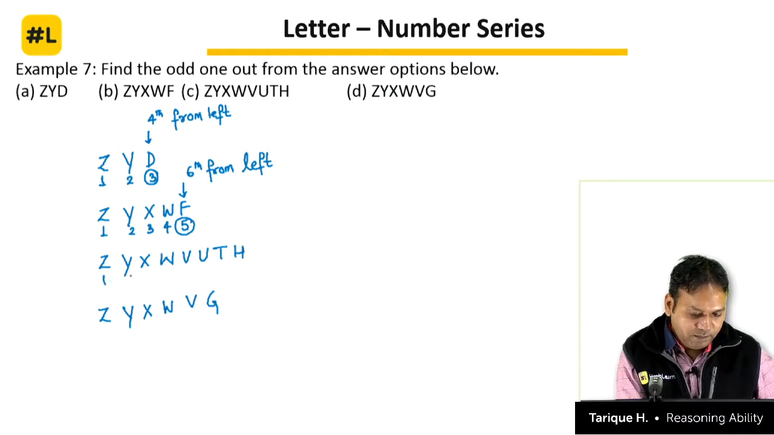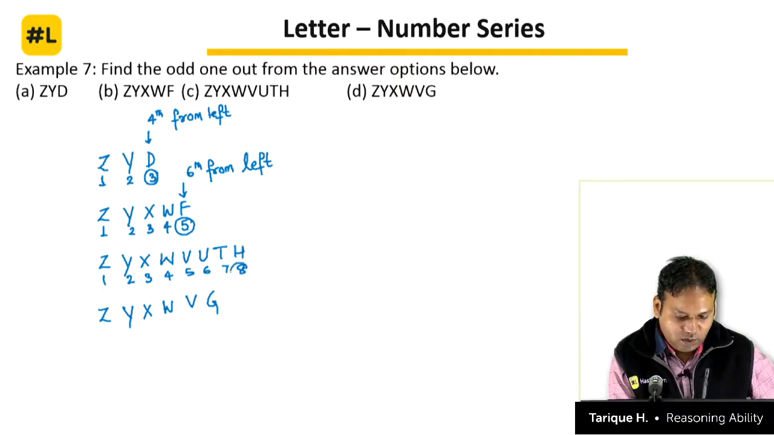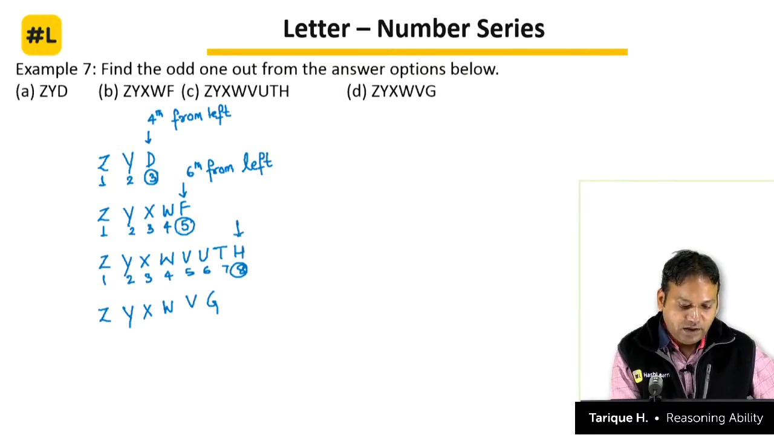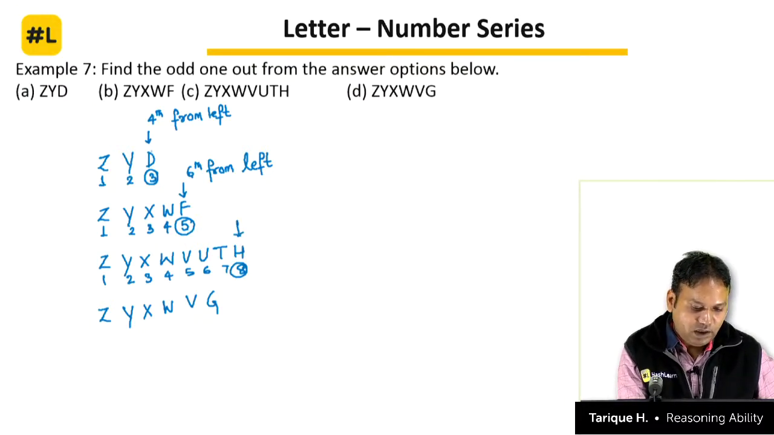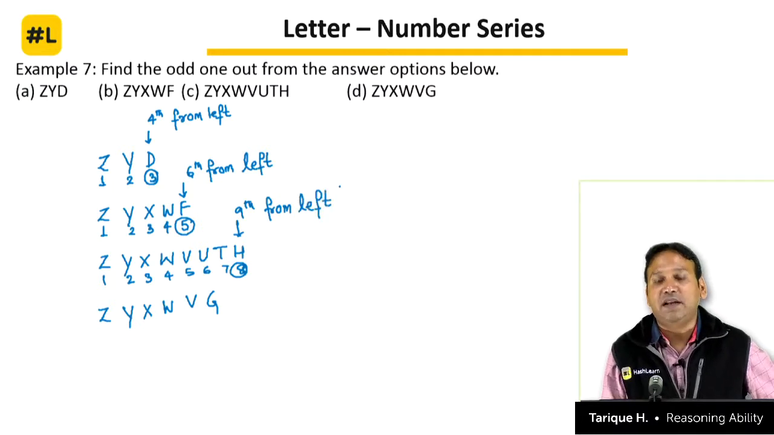Similarly, here we have 1, 2, 3, 4, 5, 6, 7, 8. So this is 8th. What should come here? 9th should come. This is 5 plus 1, 6, 3 plus 1, 4. So 8 plus 1, 9. 9th from left should come in this place. Now is H the 9th from left, which is the 10th letter?